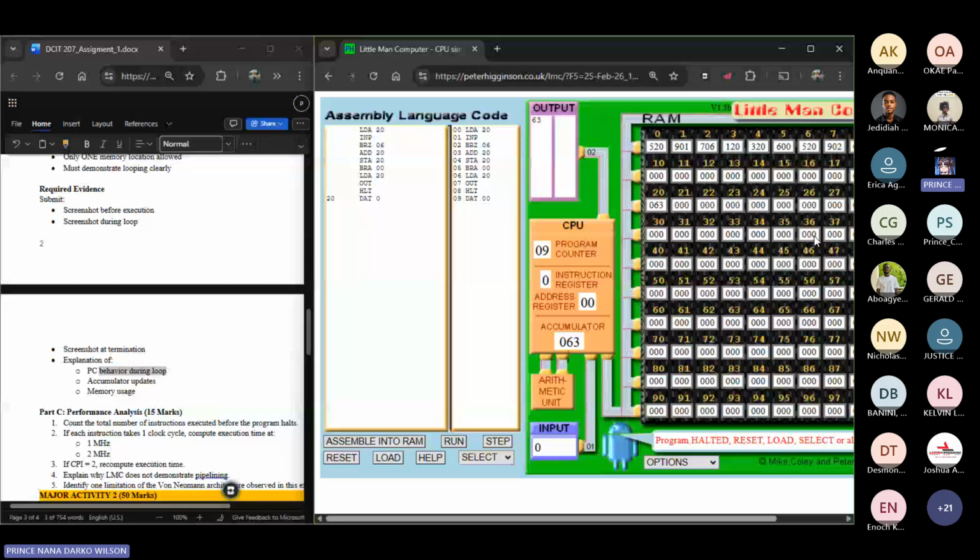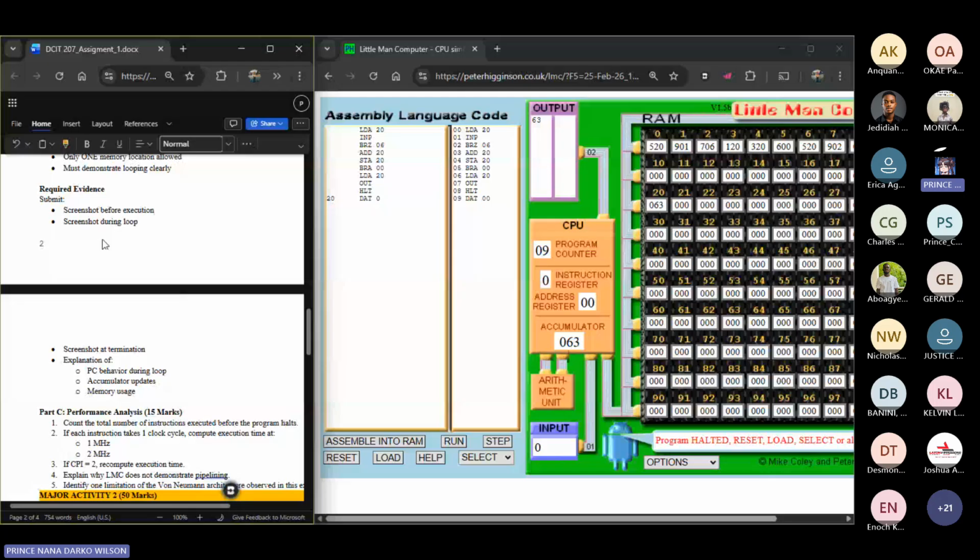You can screenshot that. And also after the program loops back to address 00, you screenshot that too. So that will be the screenshot during loop so that you can show that it used to be at this side, but now it has jumped to this side to prove your looping. And label them clearly with titles so that he can tell that this is for this.